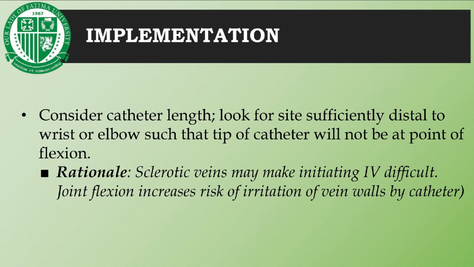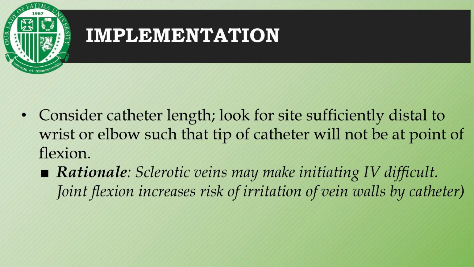Look for sites sufficiently distal to wrist or elbow such that tip of catheter will not be at point of flexion. The reason for this is sclerotic veins may make initiating IV difficult, since joint flexion increases risk of irritation of vein walls by catheter.